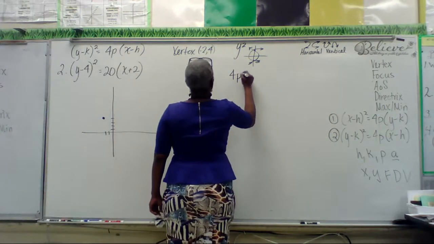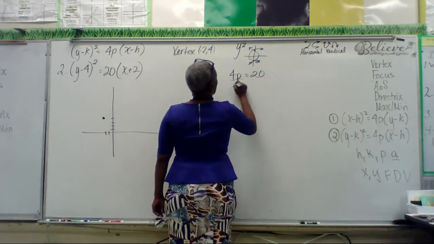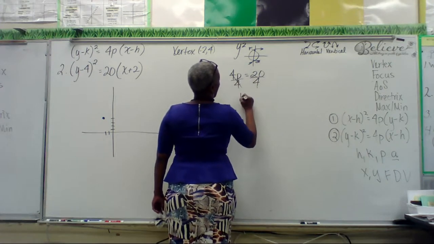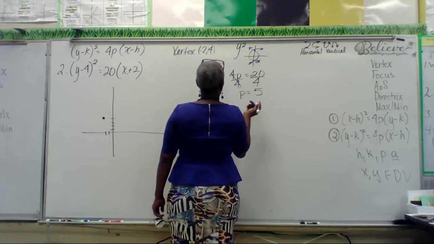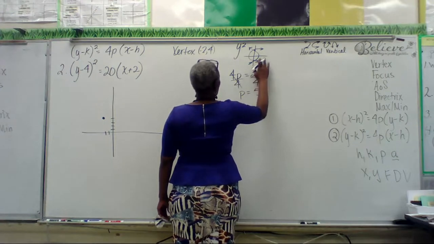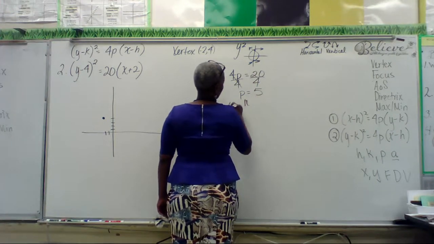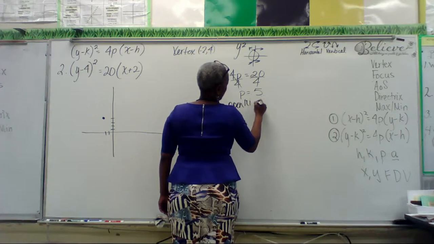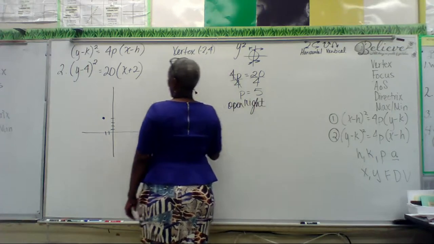Okay, so let's go ahead and get it. 4p equals what? 20. It's 5. P equals what? 5. P equals 5. It's positive. So my graph is going to open what? Right or left? Right. It's going to open right.